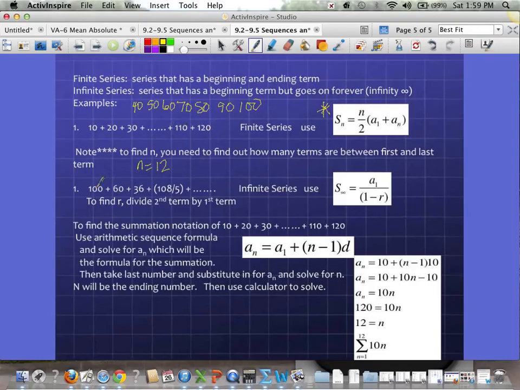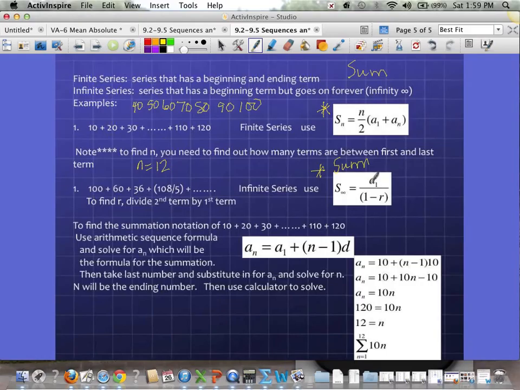If you have a problem like this, 100 plus 60 plus 36 plus 108 divided by 5 plus dot, dot, dot, and there's no last number, this is called an infinite series. And you would use the formula that has the summation. That's what this S is. That's for sum, which is what you're doing with your series. This is the sum. Okay? And this one has the infinite. Okay, so it's the summation of an infinite series.